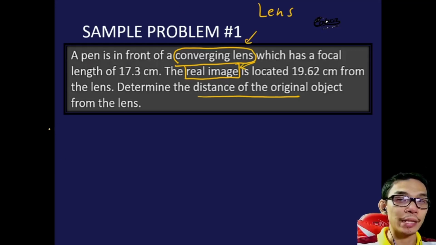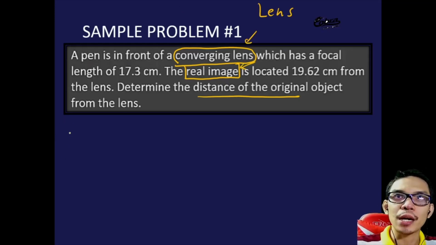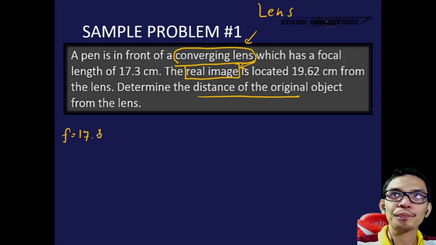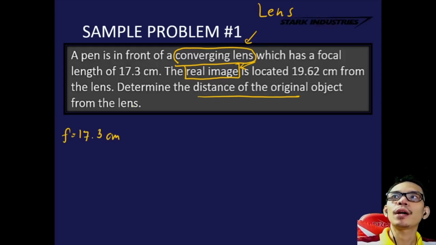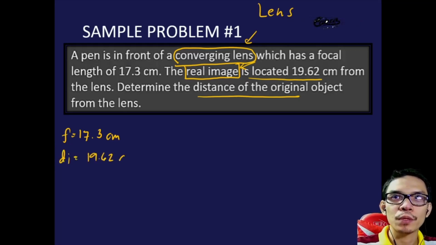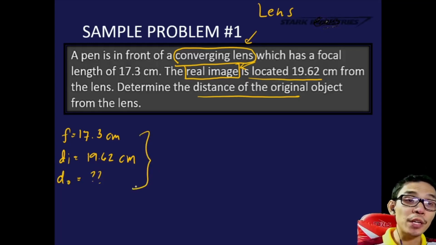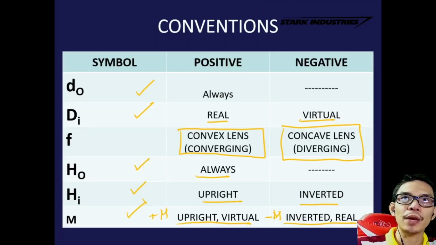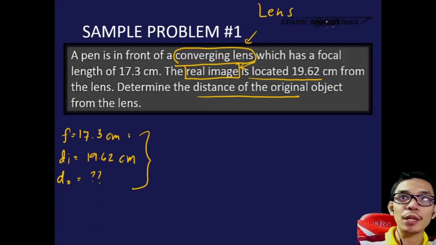Then therefore, we can now write the data. So the focal length was 17.3 centimeter. All right, next one is the real image, so this will be the distance of the image. So that was 19.62 cm. And finally, we are looking for the distance of the object. Now, let's check first if we have the right sign convention. So for the focal length, based on this convention, converging lens have positive focal length. So therefore, we are good here.